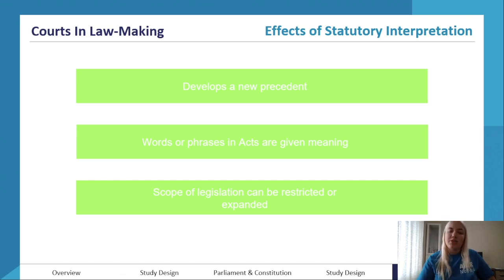Also, the scope of legislation can be restricted or expanded. So whether the judge takes on more of an activist approach, wanting to expand the law, or a more restrictive approach, wanting to narrow it down, depending on how they actually conduct their statutory interpretation, they might restrict or expand the scope of that legislation.